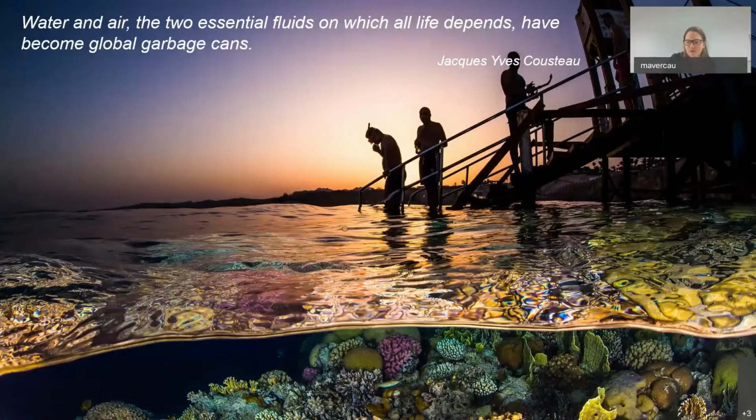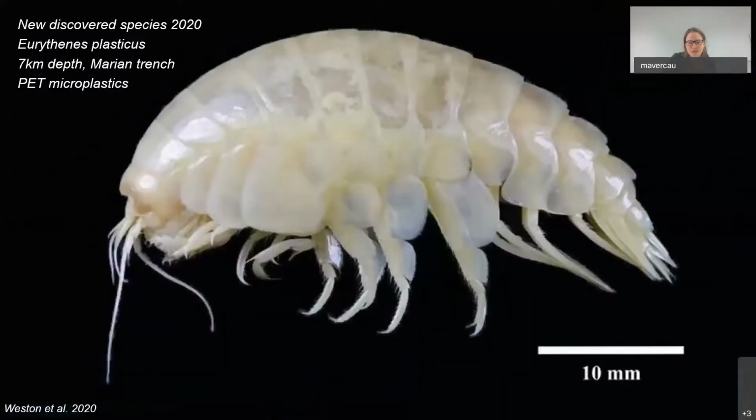And it was confirmed quite recently again when they found a new species. They never found this species before, and they found it 7 kilometers below the sea surface, and it got a name that ends with plasticus because they found PET particles in this organism. So they never even saw the organism before, and still it had plastic in there. So plastic pollution is a worldwide problem.